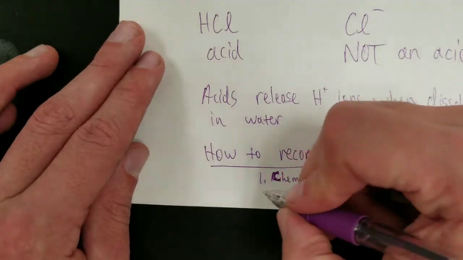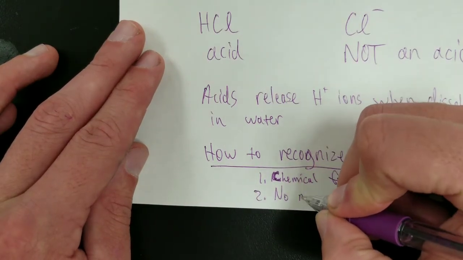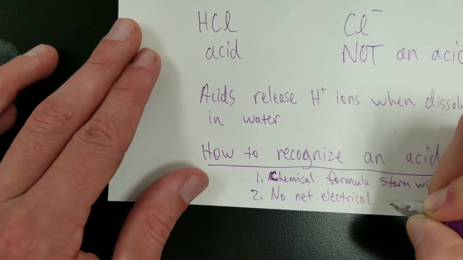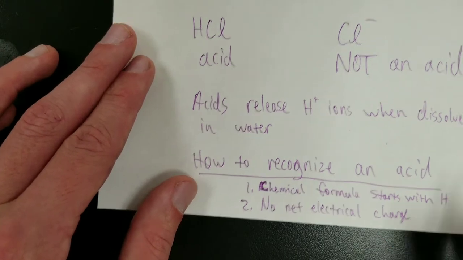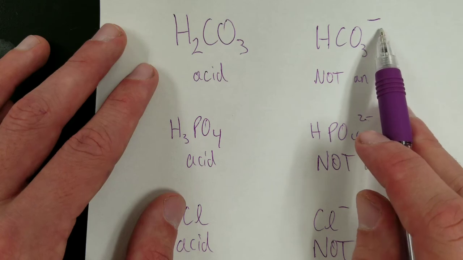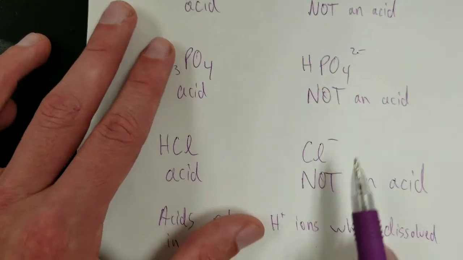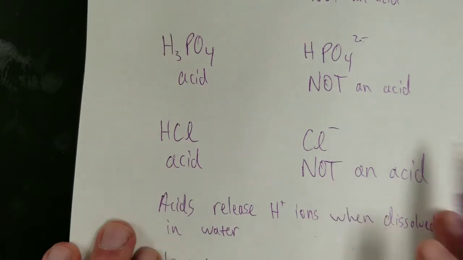And condition number 2 to be called an acid, no net electrical charge. Well, technically it should be electrostatic, but you get the idea. Okay, that's why, yeah, this starts with a hydrogen, but it also has a charge. That's why it's not an acid. Starts with a hydrogen, has a charge, not an acid. This doesn't have hydrogen and has a charge, so it's not an acid on 2 counts.